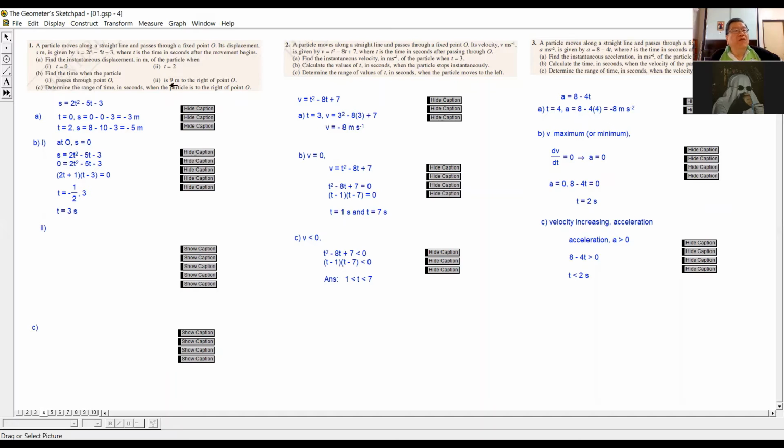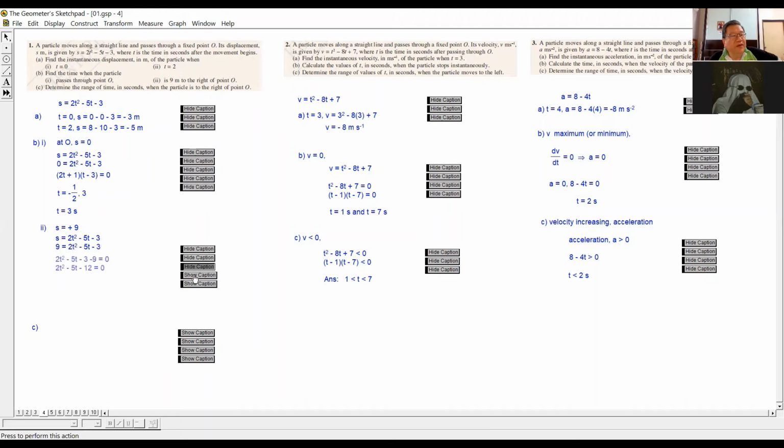Okay, part 2, find the time when the particle is 9 meters to the right. 9 meters to the right, that means s is what? Can you tell me what is s? The s of the particle is positive 9, correct. So I use this number, positive 9, substitute into the equation. Then I try to solve this equation, right?